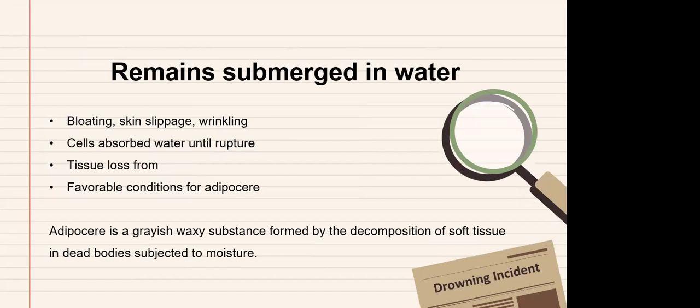In a body submerged in water for too long, bloating, skin slippage, and wrinkling of hands and feet are common. Cells absorb water until rupture, and there is loss of tissue for several reasons, such as effects of the water current, chemical composition of water, industrial wastewater, and predation by insects or marine animals and fishes. Another thing is favorable conditions for adipocere. It is a grayish waxy substance formed by the decomposition of soft tissue in dead bodies subjected to moisture. Next slide.